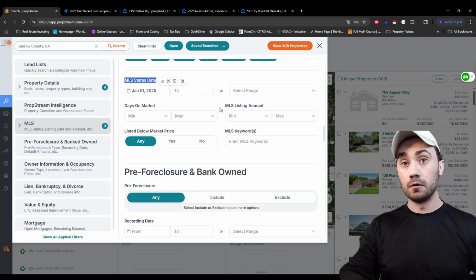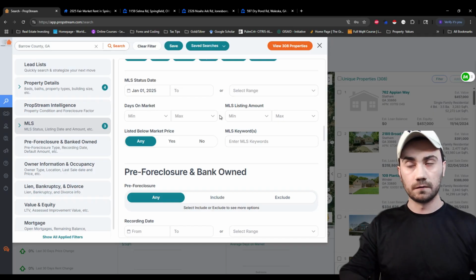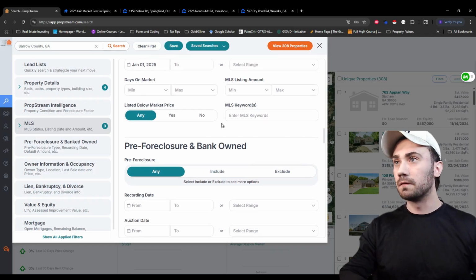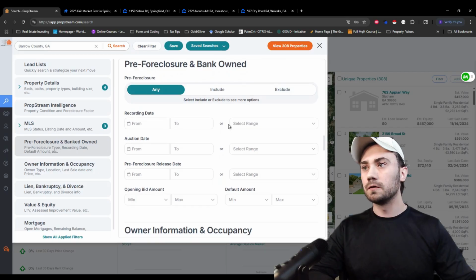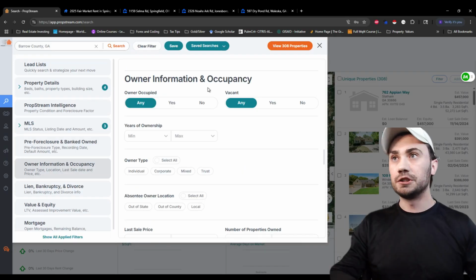Just be aware that most investors are going to be wanting to stay at $500,000 or less for any type of buy and hold or even fix and flips. So let's keep moving forward. Pre-foreclosure and bank owned, we're going to skip this. Owner information and occupancy both can stay as any for vacant or owner occupied. Doesn't matter if the seller is in or out of the state at this moment in time.